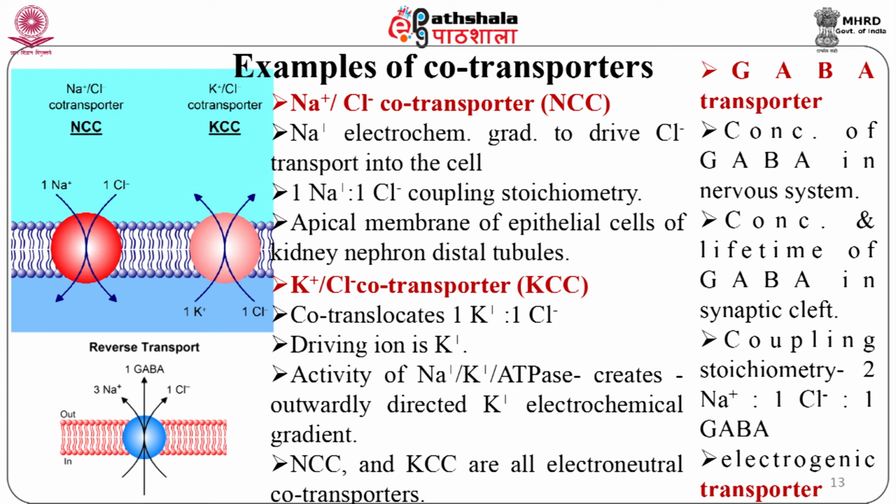Other transporters belonging to this family are transporters for the neurotransmitters serotonin and dopamine, and also transporters for the osmolytes betaine and taurine.